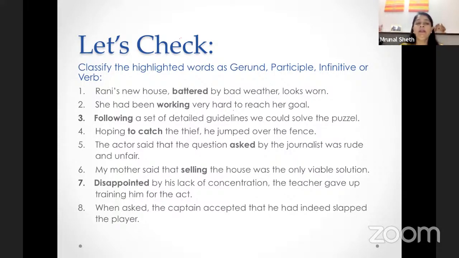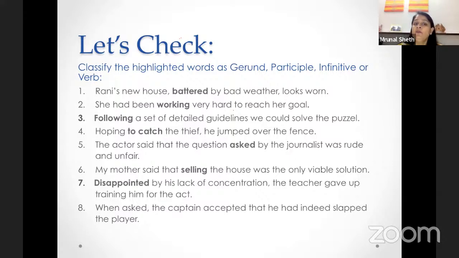Okay, so let's just quickly solve this. Rani's new house, battered by bad weather, looks worn. Battered by bad weather. So which house? The one which is battered by bad weather. So battered here is a participle.